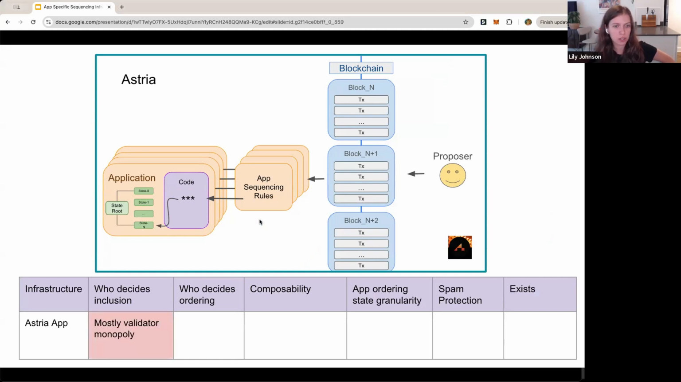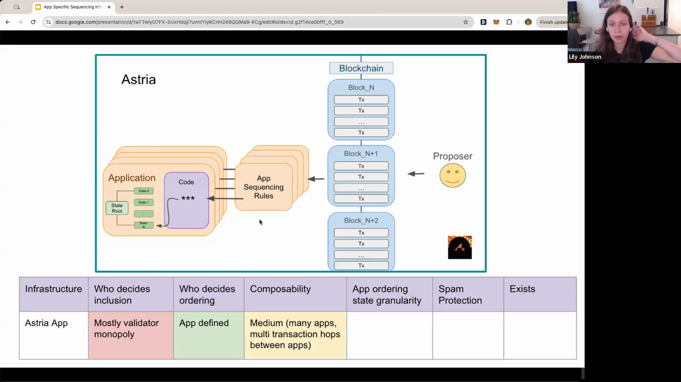Yeah, so the first box, who decides inclusion, it's mostly the validator monopoly again. We're also using Cosmos, CometBFT. So we do have ABCI++, but we're not leveraging it. Just as a side note, the applications are able to define their ordering, which is nice.